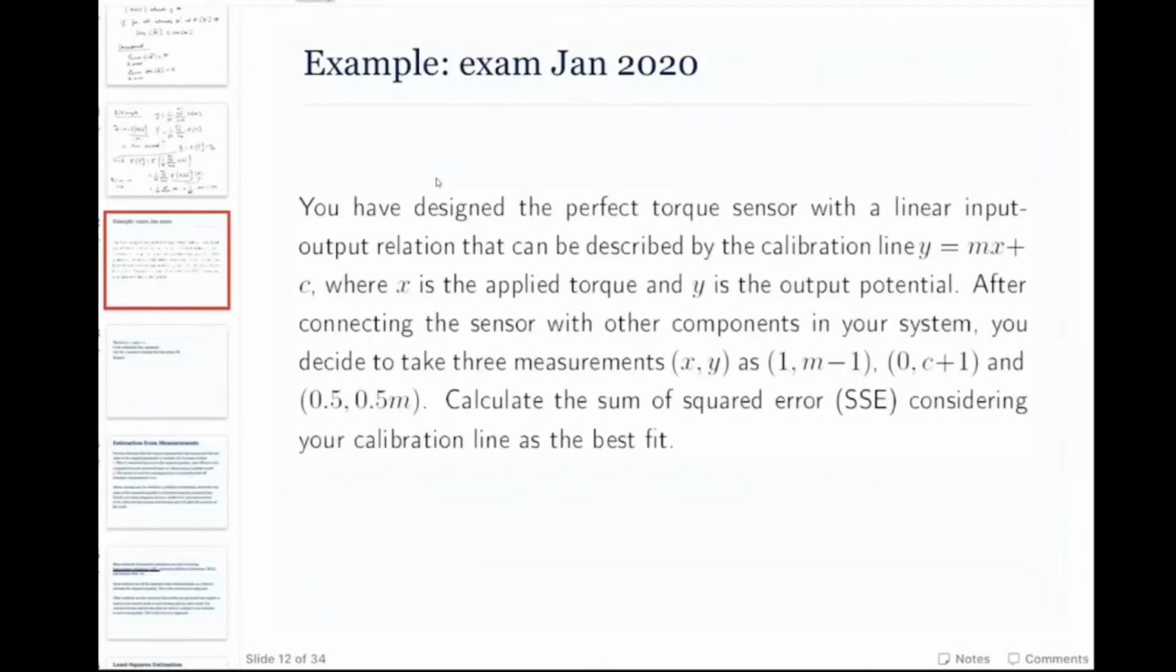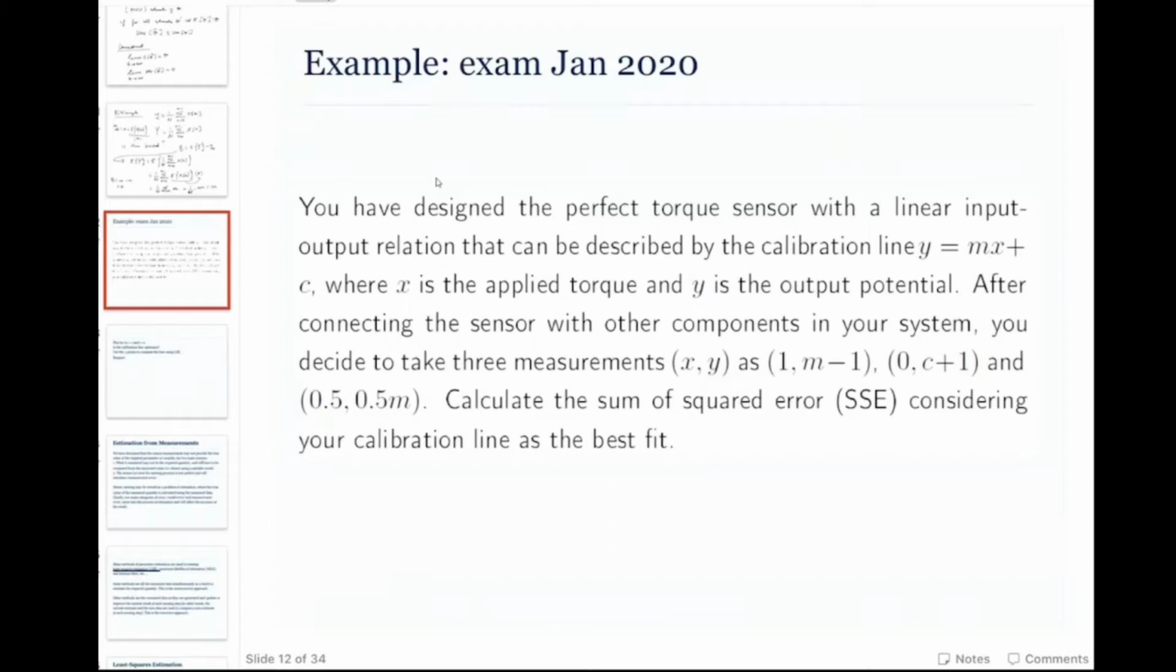Last year, I had this question for the exam. You have designed a perfect torque sensor with a linear input-output relation that can be described by the calibration line y equal to mx plus c, where x is the applied torque and y is the output potential. After connecting the sensor with other components in your system, you decide to take 3 measurements, x and y.